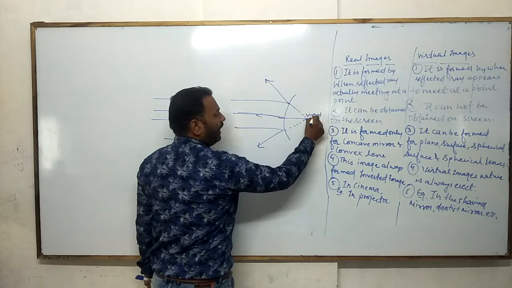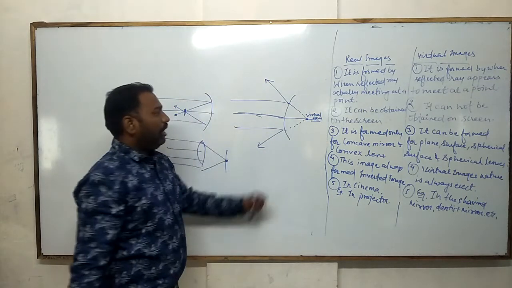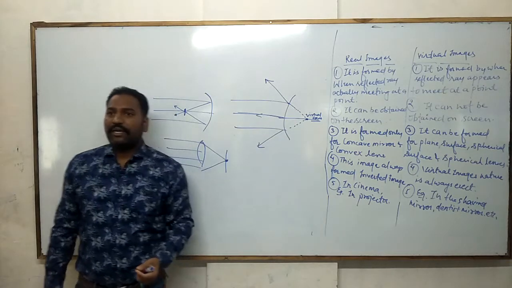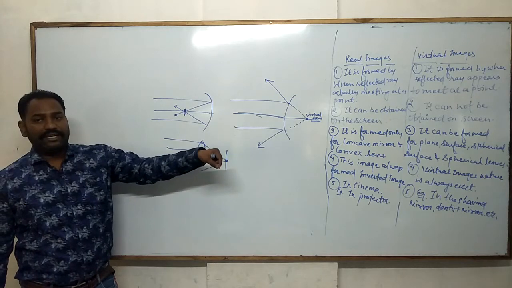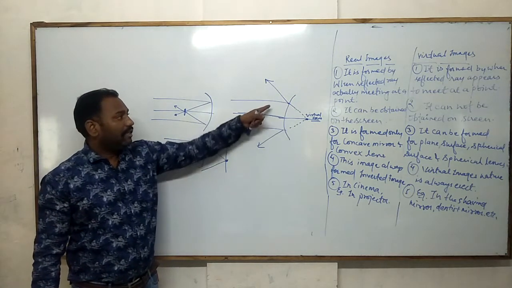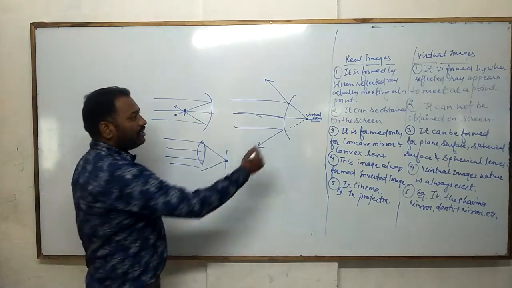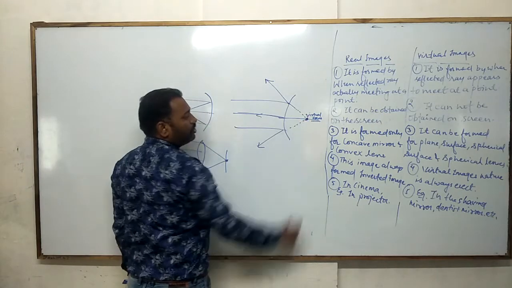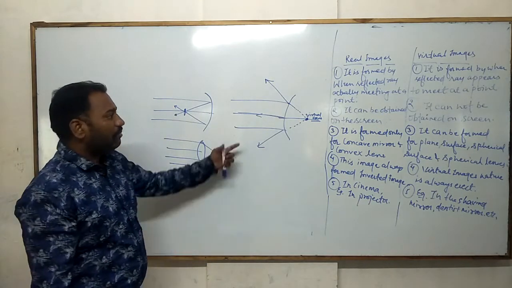Okay, and we cannot get this image on the screen. It just appears like one light which is coming from inside, from the principal focus, that is the virtual focus, but actually that is not coming from the inside. This is just reflected back through this mirror. So this is the virtual focus, and here it is the formation of a virtual image, which we cannot get on the screen. So I hope you understood that.